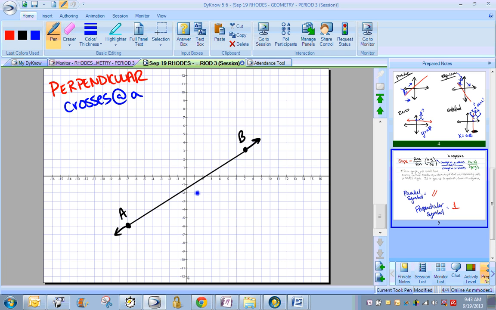Okay, well check it out. This crosses, right, that blue line. That red line crosses. Okay, that highlighted line crosses. They all cross. But it doesn't mean it's perpendicular. If it's perpendicular, it has to cross at a 90-degree angle. Okay? So it has to cross or intersect at a 90-degree angle.